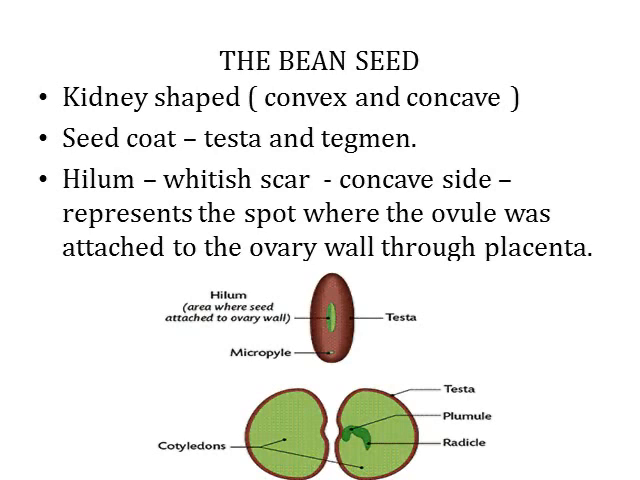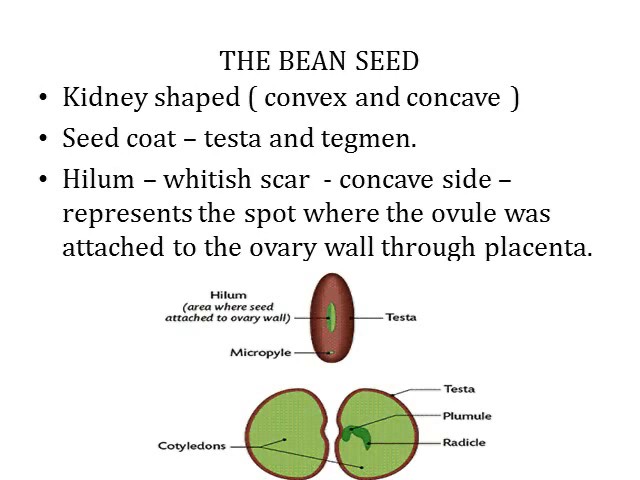So the shape of the bean is kidney shaped. It has both convex and concave sides. Next is the seed coat. Seed coat has 2 parts, testa and tegmen. Testa is the outermost layer, a hard brownish covering, and the very next layer, present next to the testa, is the tegmen. It is a thin layer. Both act as a protective layer for the seed. Here in the picture I have given you the testa and the other parts also.